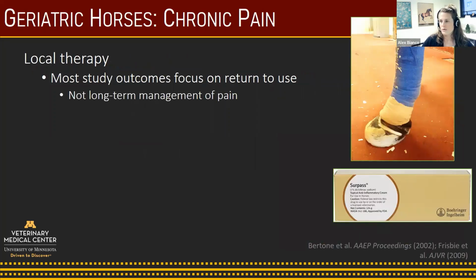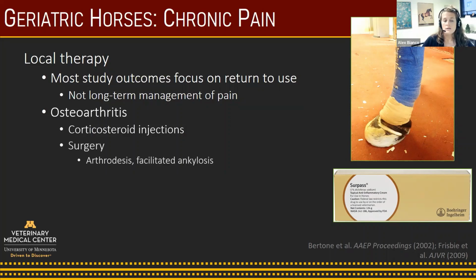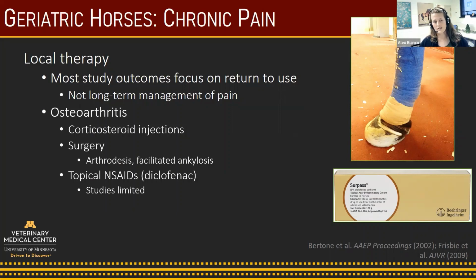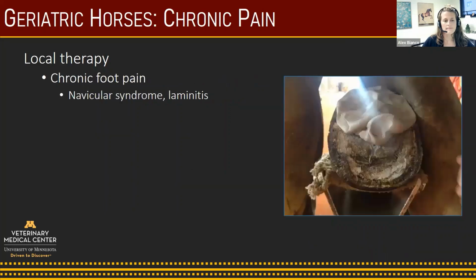Local therapy is something I'm sure many of you are familiar with, but we don't actually have a lot of studies that look at long-term management of pain. Most of the studies focus on return to use. So this includes joint injections with corticosteroids, surgery, so arthrodesis, to fuse the joints, and topical NSAIDs, so diclofenac. There are actually very few studies on diclofenac, and I haven't seen many lately, but these are all options. Again, they really don't focus on using these long-term and long-term management of chronic pain.